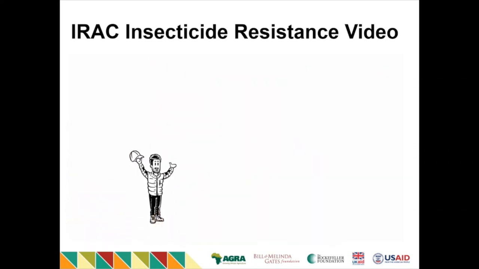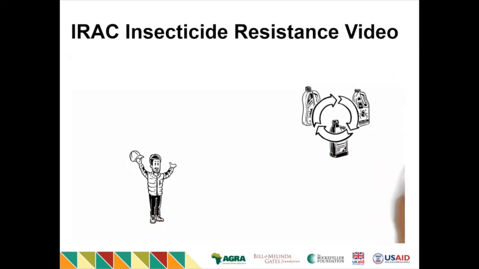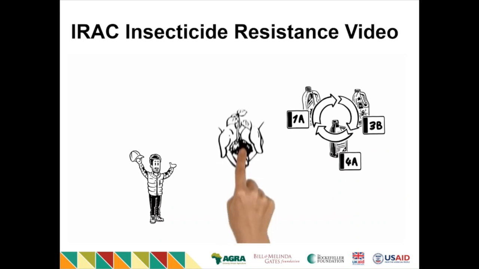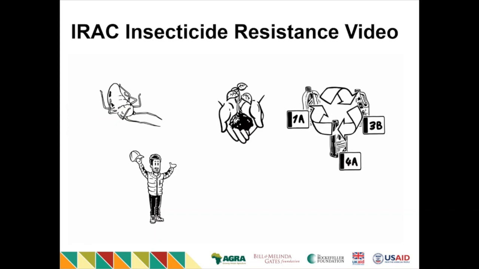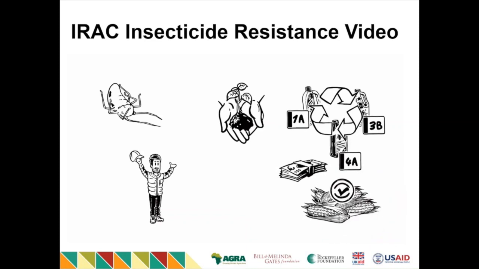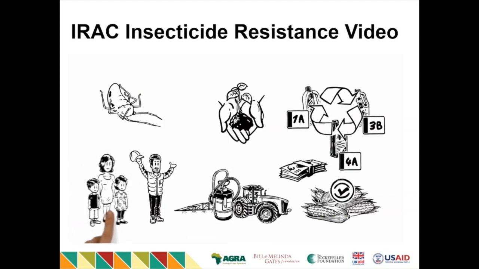James is delighted. By rotating insecticides with different modes of action and by implementing integrated pest management practices, he has solved his insect problem in a sustainable way. This saves him money by increasing his yield and improving the quality of his produce. James also finds he does not need to apply insecticide as regularly and has more free time with his family.